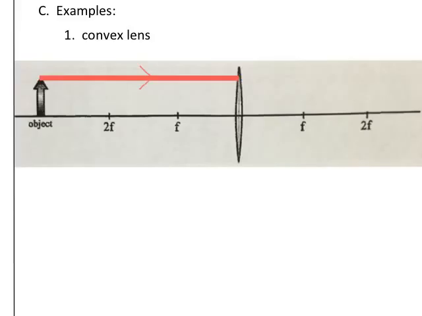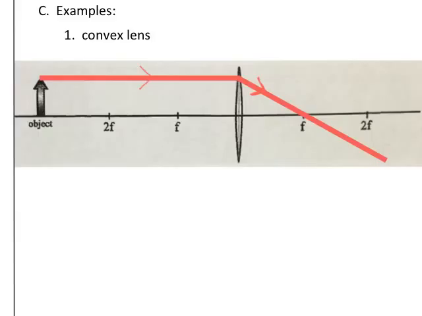So put your ruler down and draw a line parallel to the axis, and it should stop in the middle of the lens right here. Next, we want it to refract through the focal point on the other side. So I'm going to go from the middle of the lens through this point. So it should look like this.